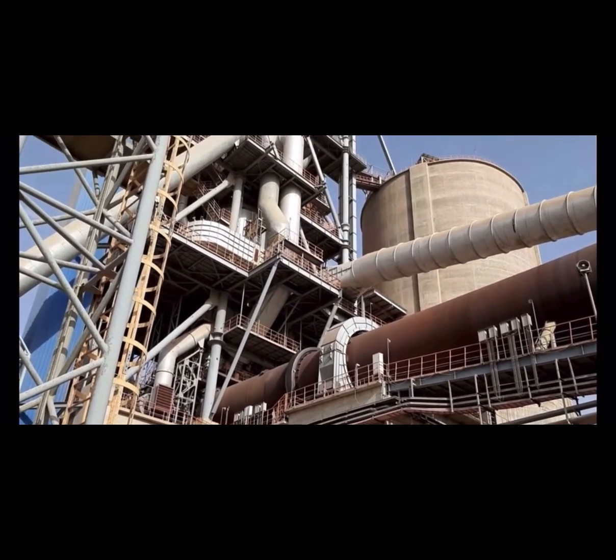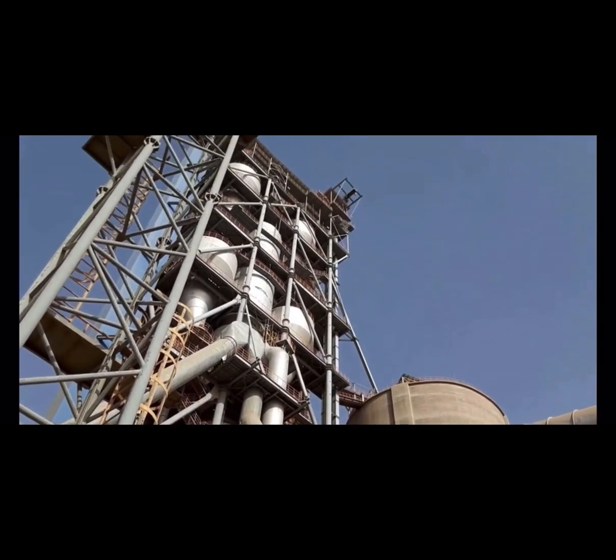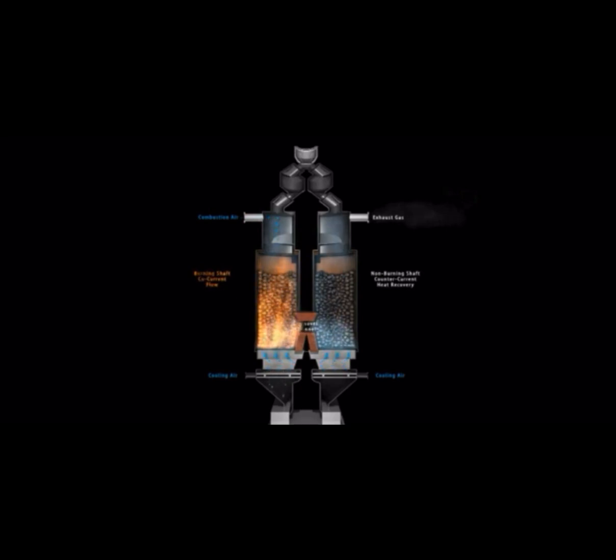The powdered raw meal is then heated in a preheated tower, where hot gases from the kiln are used to raise the temperature. As the raw meal moves through the preheater, it undergoes partial calcination, which means that some of the carbonates in the limestone decompose to form calcium oxide, which is the lime.